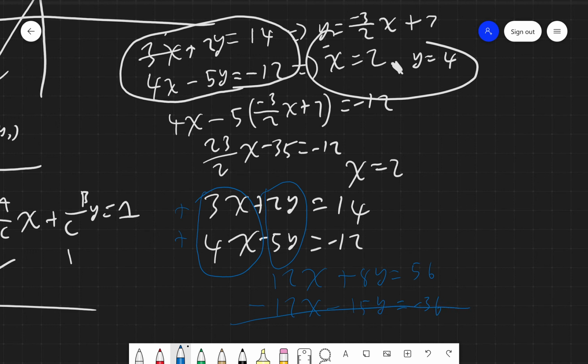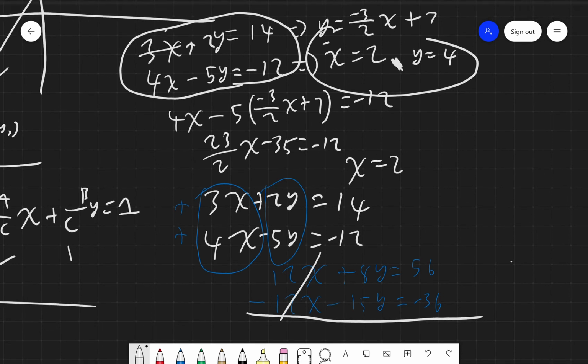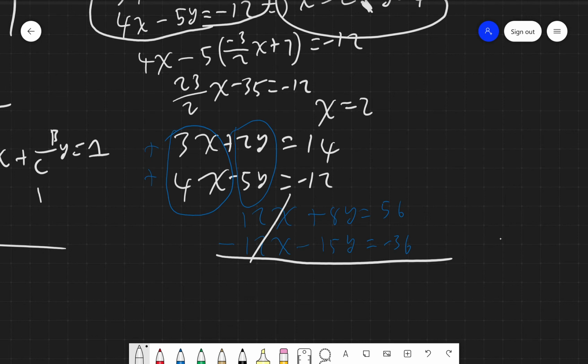We'd get these cancel. That was our goal, right? That's what elimination does. And then we subtract, so this negative 15y becomes a 15y positive. Add that to 8y, we get 23y equals, negative 36 becomes 36 positive, plus 56. That gets us 80 plus 12, which is 92. We divide by 23 to get y equals 4.